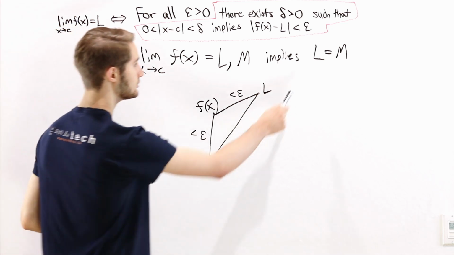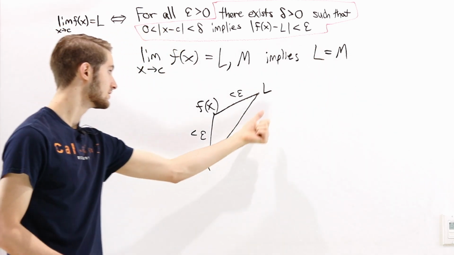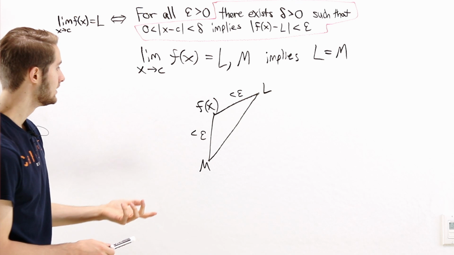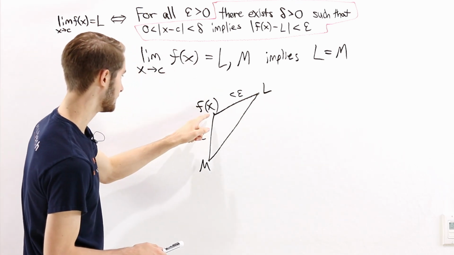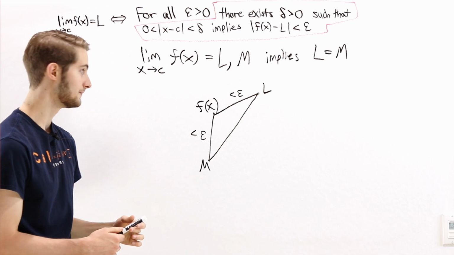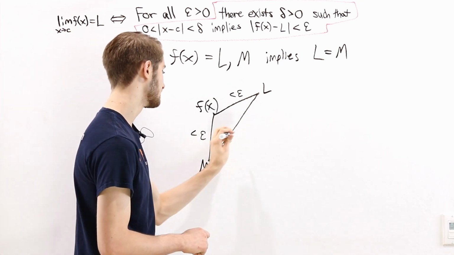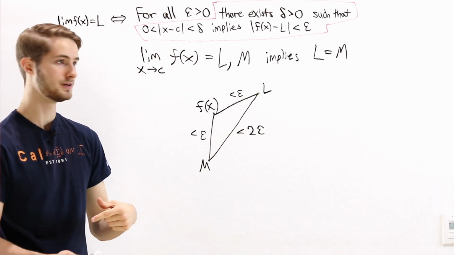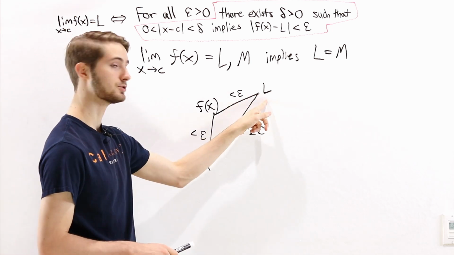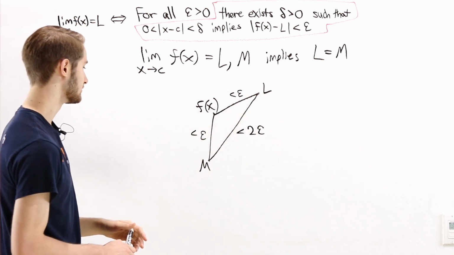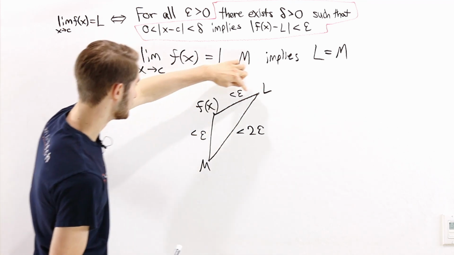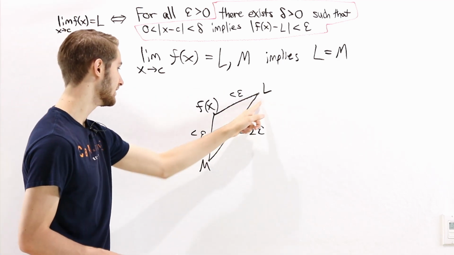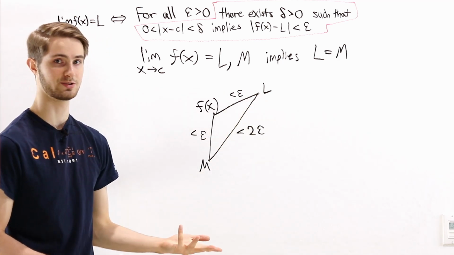Now what we're interested in is proving that L equals m. So we want to show that this distance here, the distance from L to m, is small. But we can do that because if we know that this length here is less than epsilon, and this length here is less than epsilon, then the distance between these 2 points is going to be less than 2 epsilon. This is something called the triangle inequality, which basically says the shortest distance between 2 points is a straight line. So if we can get from L to m by going through f of x, and this length is less than 2 epsilon, then the length from L to m also has to be less than 2 epsilon.